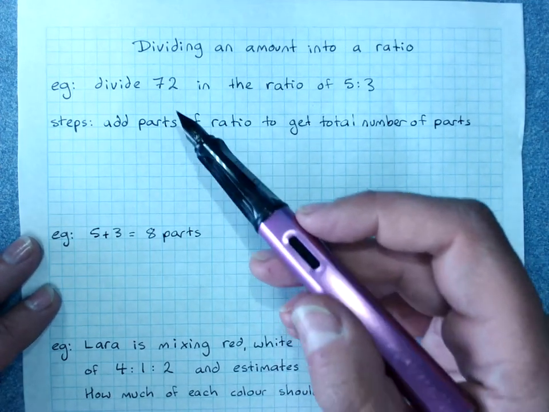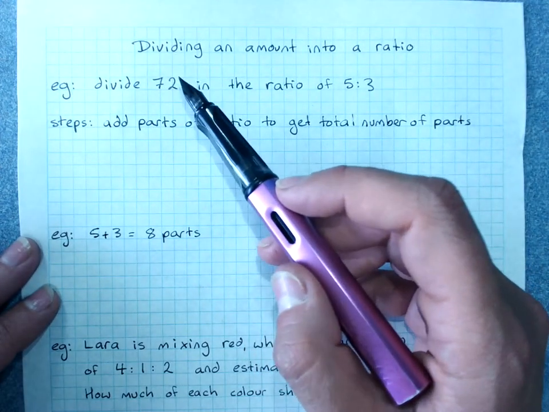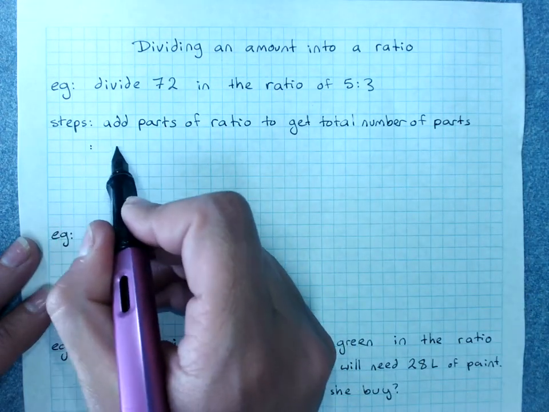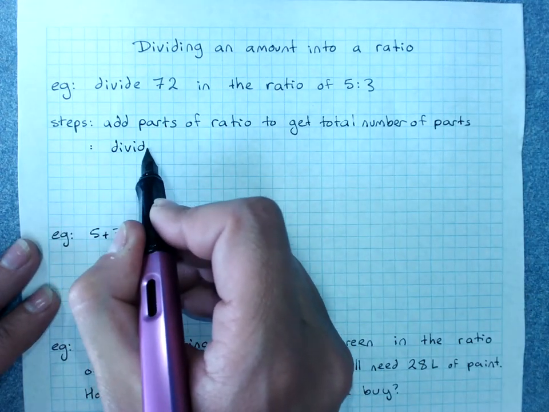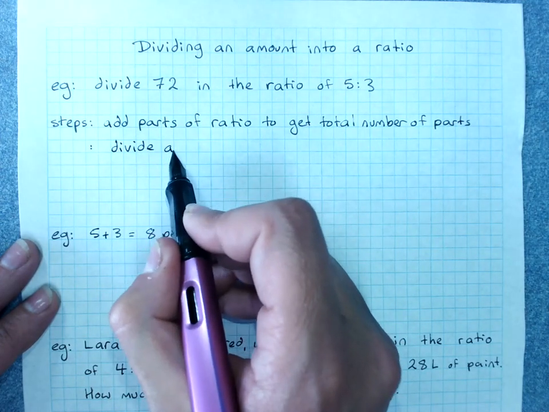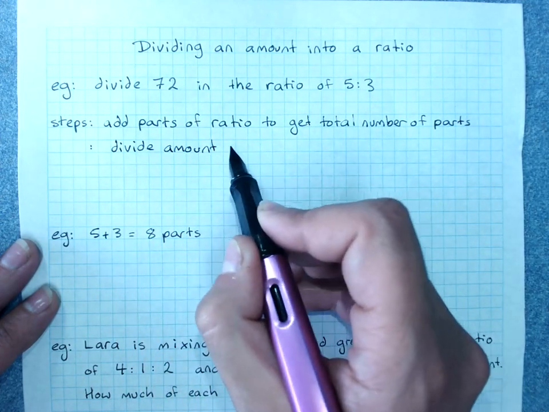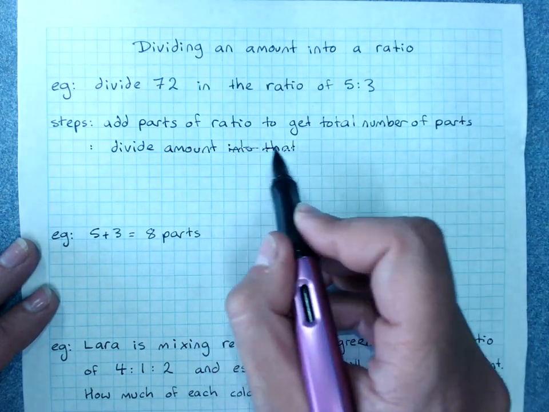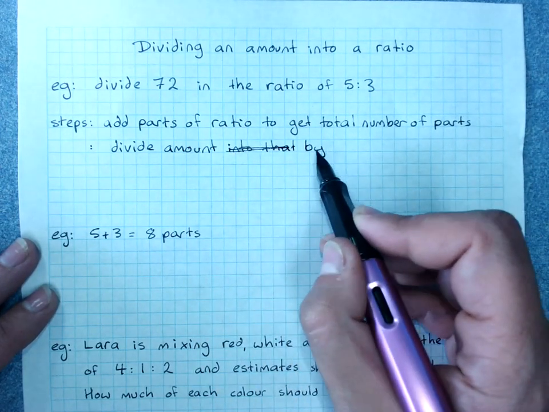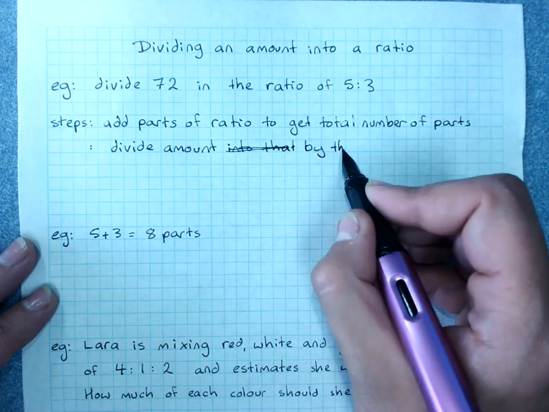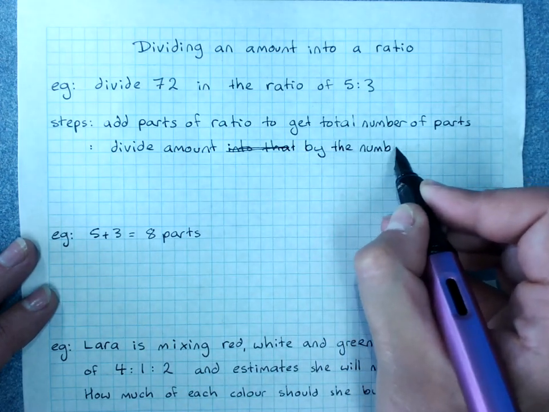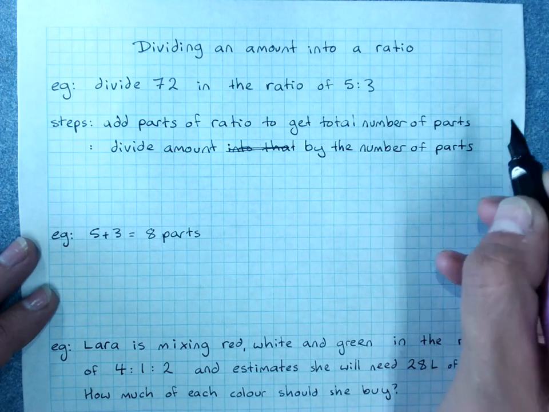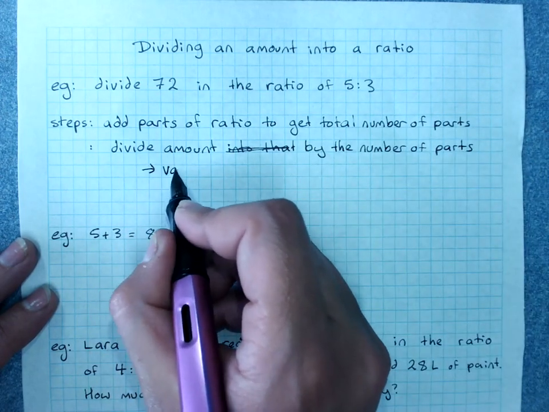Then I've got to split my amount up into that many parts. And we do that by dividing the amount by the number of parts. There we go, divide amount by the number of parts. And that gets the value of 1 part.